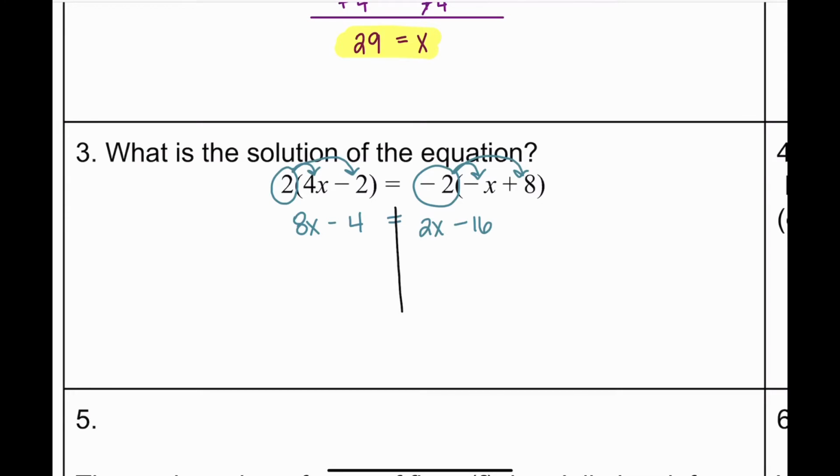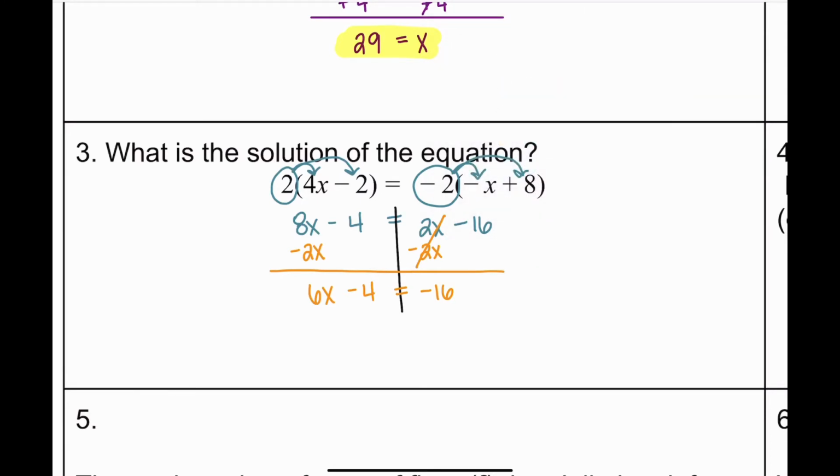So we can move on to the next step, which is to move the variables to the same side. So notice I have a 2x and an 8x. So I'm going to move the 2x by using inverse operations. On the left, we simplify. 8x minus 2x is 6x. Bring down the -4. Equal sign, and bring down the -16.